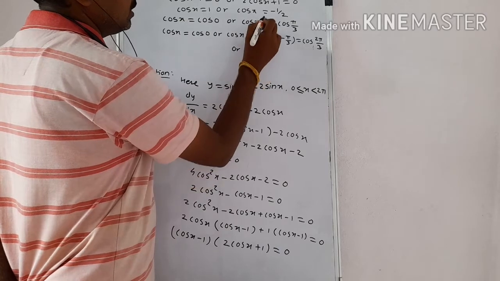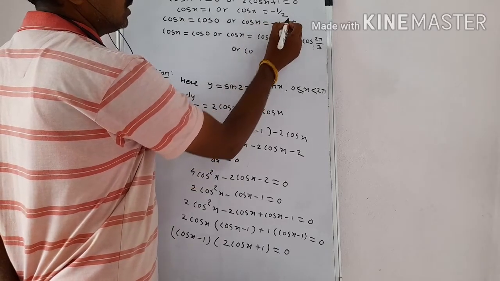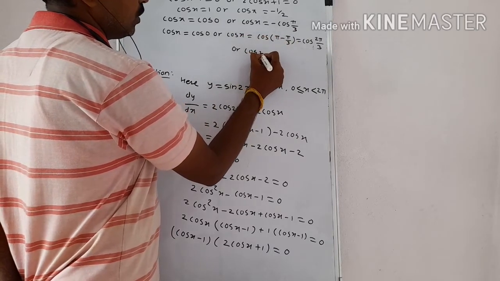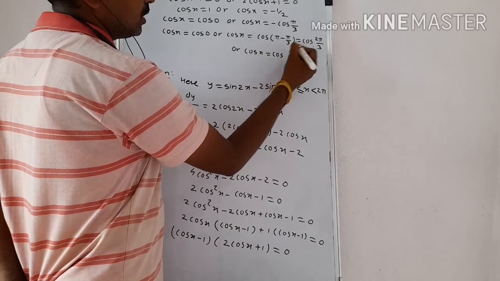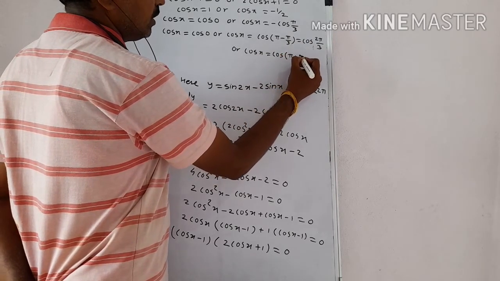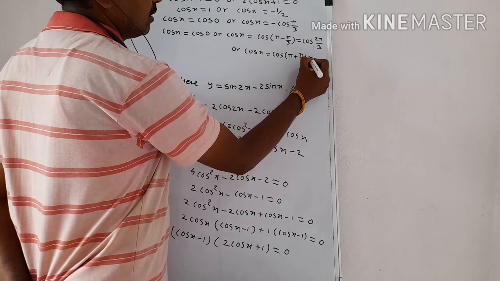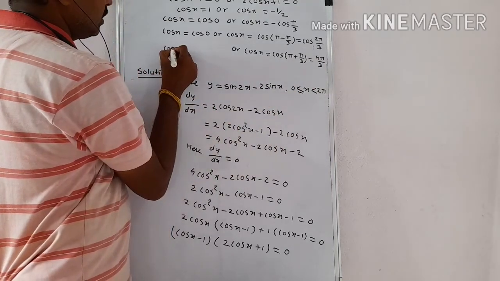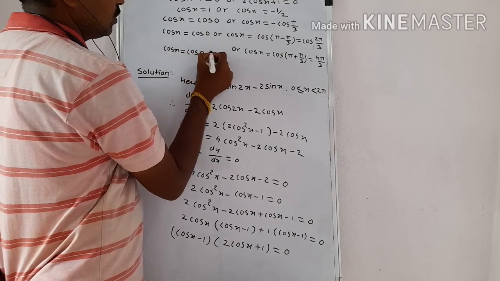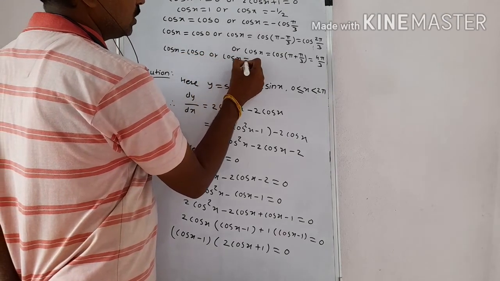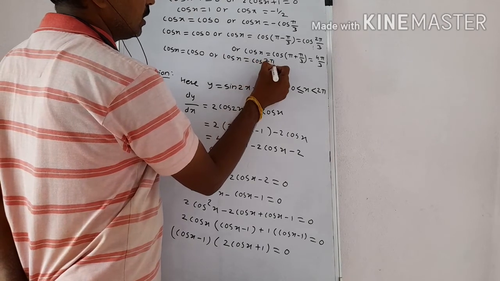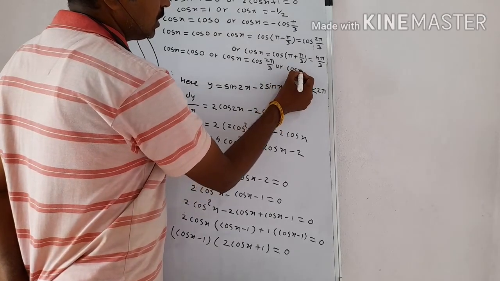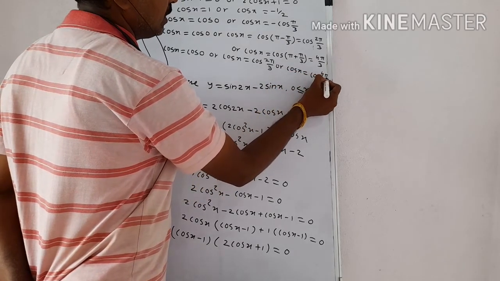Or again this equation can be written in two forms: cos x equal to cos of pi minus pi by 3 and cos x equal to cos of, in third quadrant again cosine term is negative, therefore we write here pi plus pi by 3. Which angle we get? 4 pi divided by 3. Therefore we get cos x equal to cos 0, or cos x equal to cos 2 pi by 3, or last angle we get cos x equal to cos of 4 pi by 3.